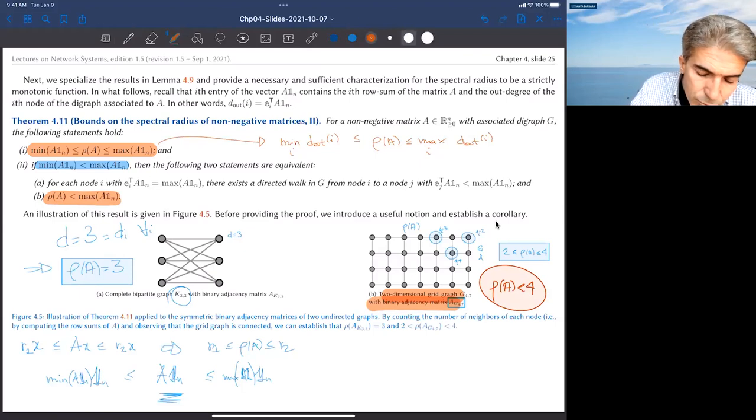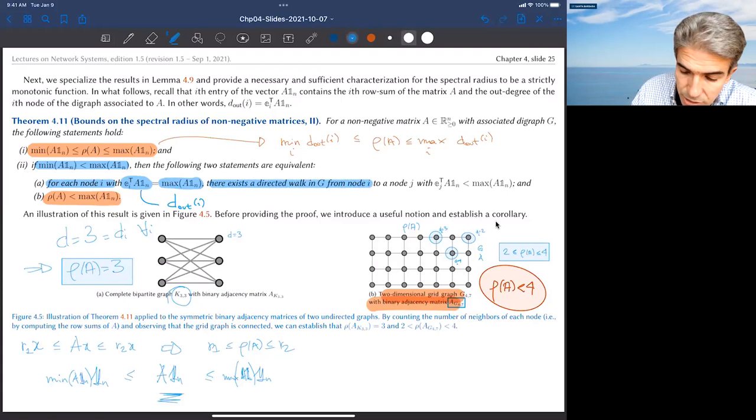It goes like this, and I'm already writing it for you in the interpretation of graphs. The condition is that, pick any node whose, I know this is hard to see, but this is just the out degree, and I'll let you check that at home. This is just d out of node i. The out degree is maximum. Pick any node with maximum out degree. There exists a directed walk on the graph from each one of those nodes with maximum out degree to a node j with out degree strictly less than the maximum.